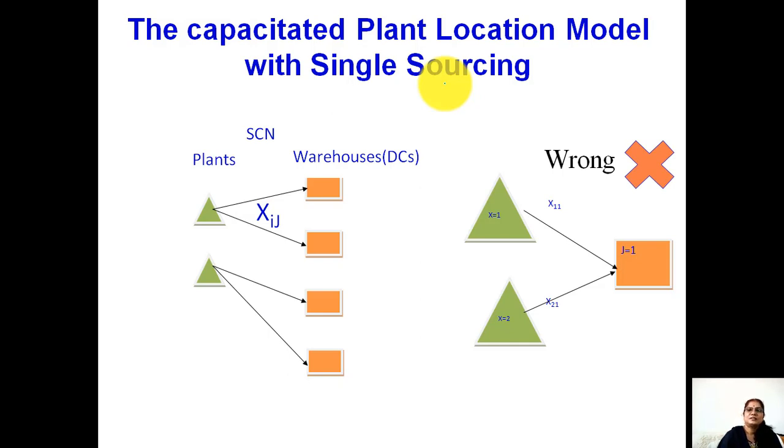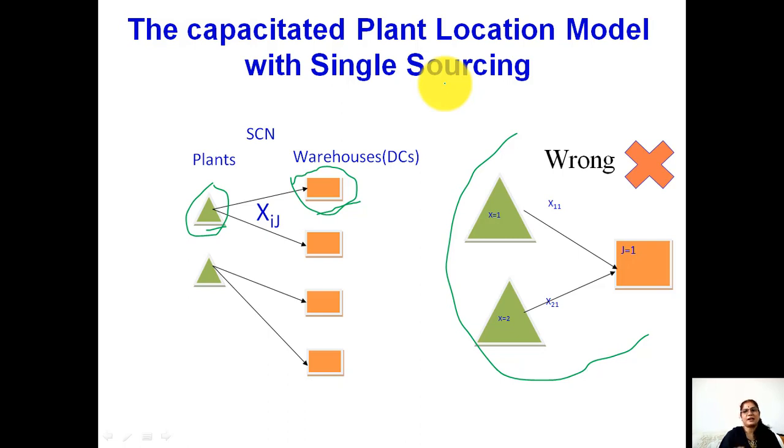Okay, if you have got the answer, very good. Here I have shown what is wrong. Consider a warehouse. This warehouse should have only one source, that is this plant. Whereas this plant can supply to more than one warehouse, that is fine. For example, this plant is already supplying to more than one warehouse. But if you take one warehouse at a time, it should be served by only one supplier. That is why this is wrong. This is the difference between the previous network and this network.